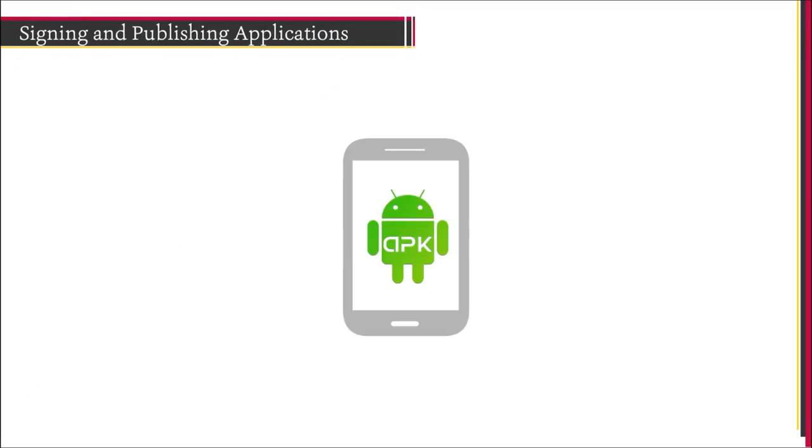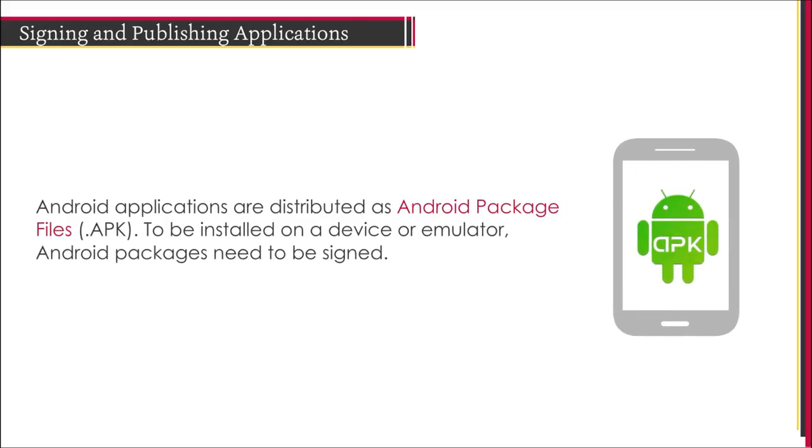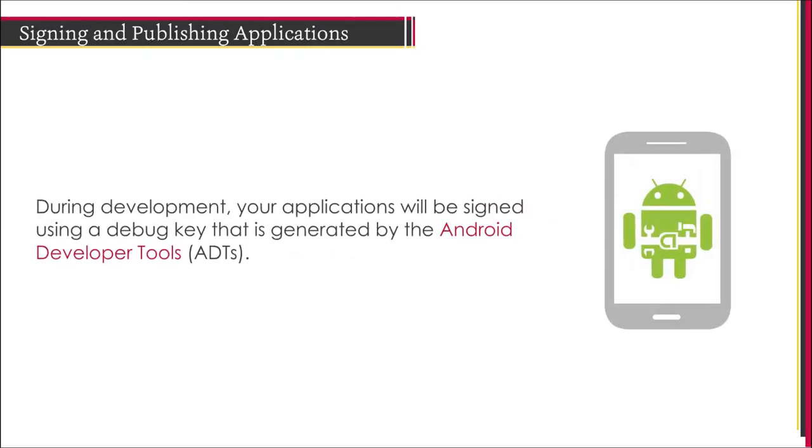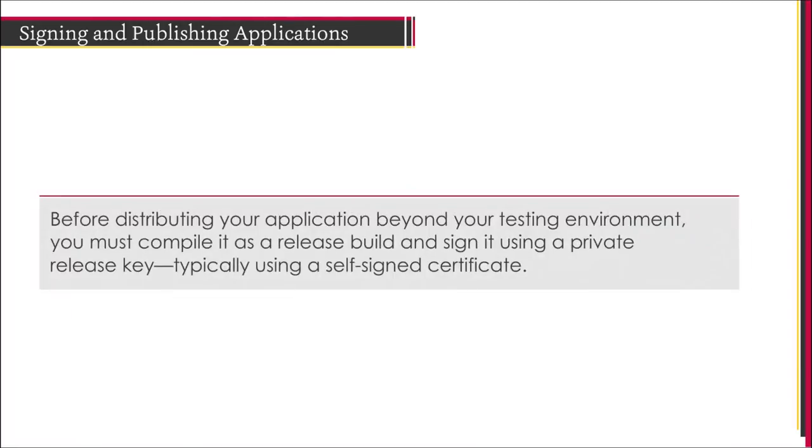Let's first get an understanding of signing and publishing applications. Android applications are distributed as Android package files, .apk. To be installed on a device or emulator, Android packages need to be signed. During development, your applications will be signed using a debug key that is automatically generated by the Android Developer Tools, ADTs. Before distributing your application beyond your testing environment, you must compile it as a release build and sign it using a private release key, typically using a self-signed certificate.